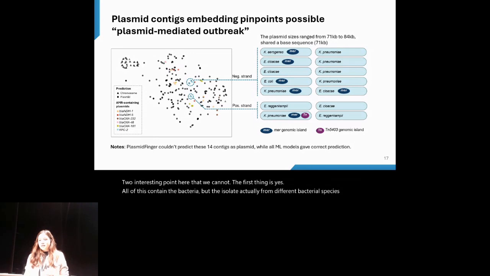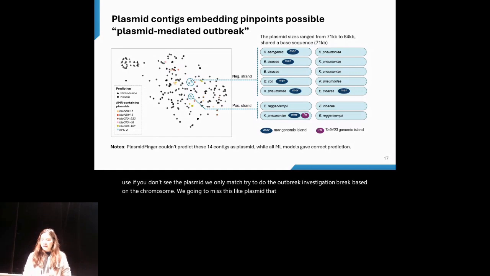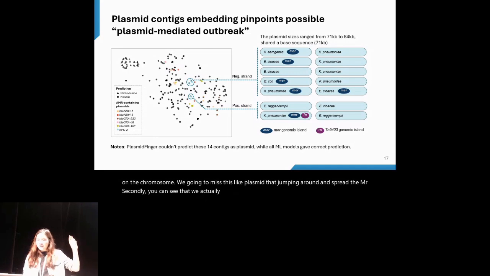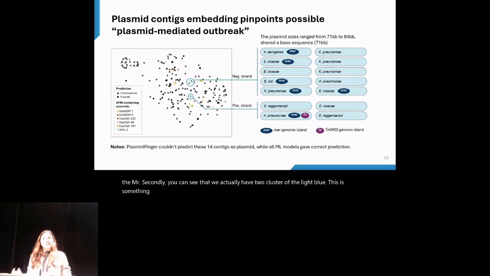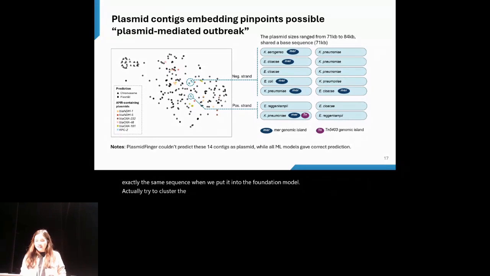So if we don't see the plasmid and only do the outbreak investigation based on the chromosome, we're going to miss this plasmid that is jumping around and spreading the AMR. Secondly, you can see that we actually have two clusters of the light blue. This is a bias inherent from the embedding itself, right? Although we have exactly the same sequence, when we put it into the foundation model, it actually tries to cluster the negative strand and positive strand separately.